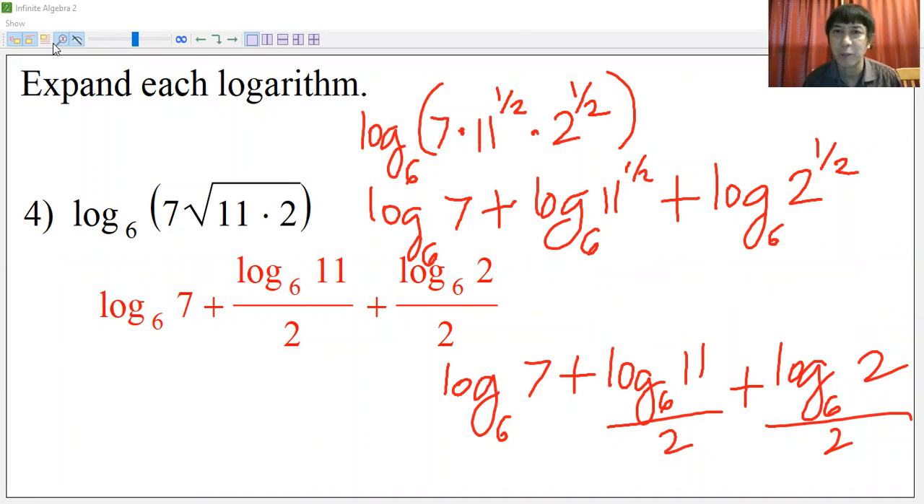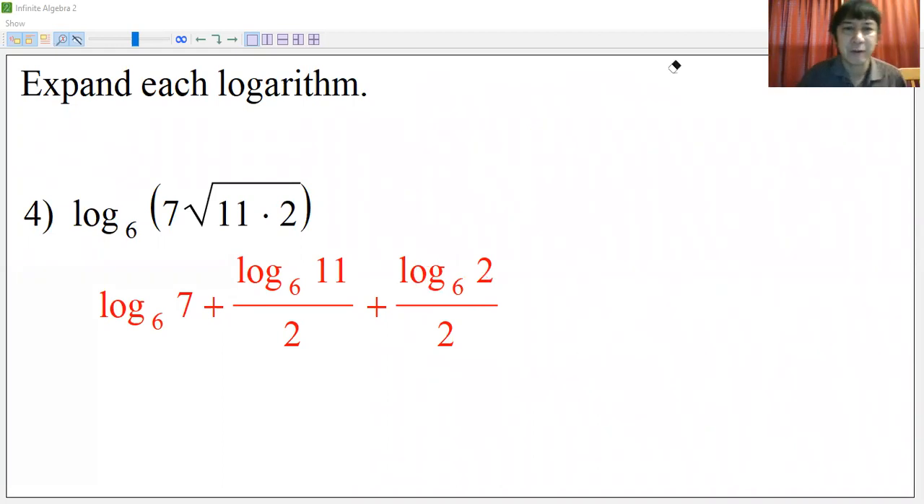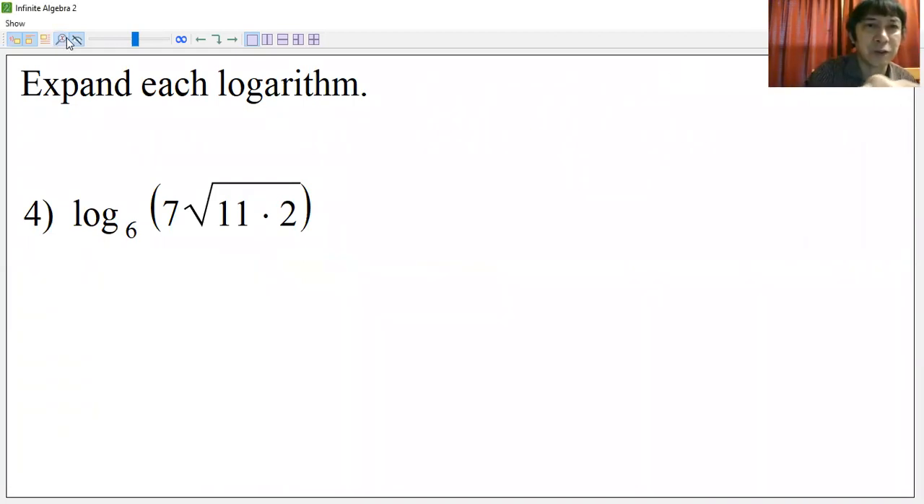Let's have our number 5. All right. So I hope you were able to get that before we continue to the next number. Let's continue with number 5. I just gave you time to see the answer. All right, let's continue with number 5.